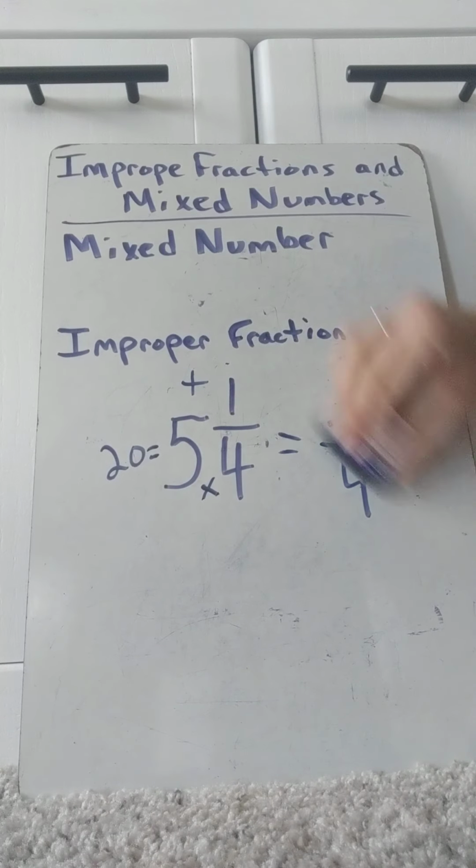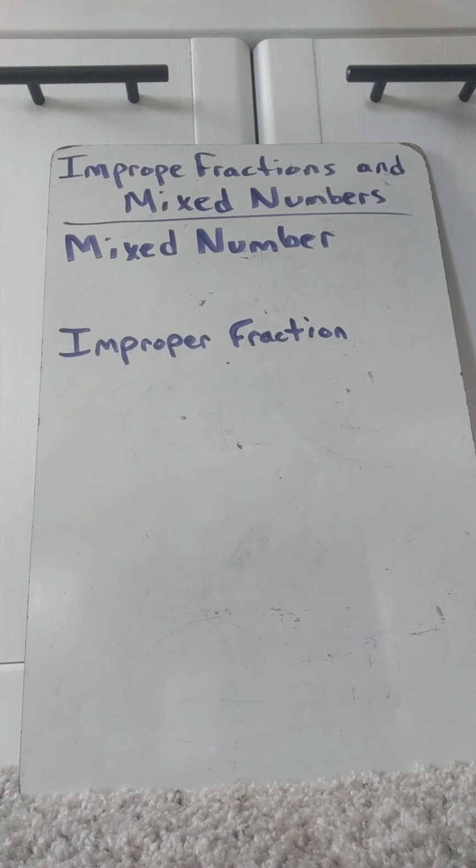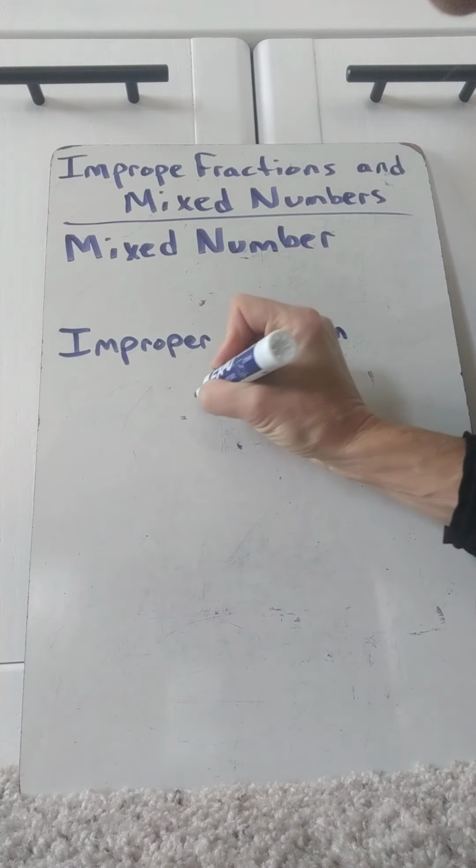So let's just do 2 more. We'll do one changing a mixed number to an improper fraction, and then changing an improper fraction to a mixed number. Now, sometimes you're going to get this improper fraction. I'm going to give it to you. Ready?